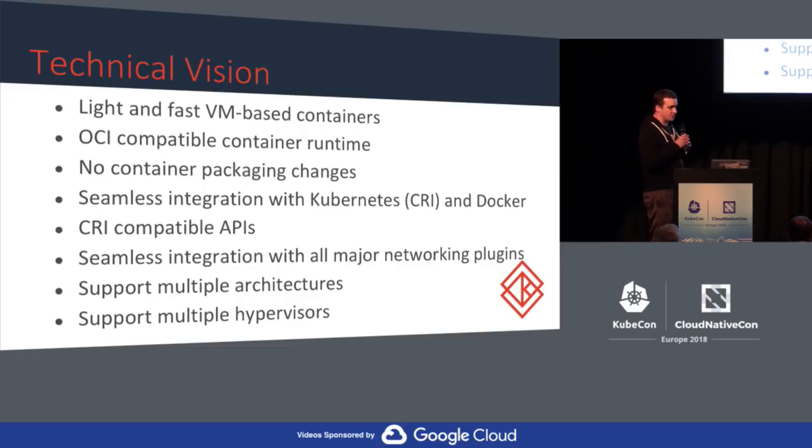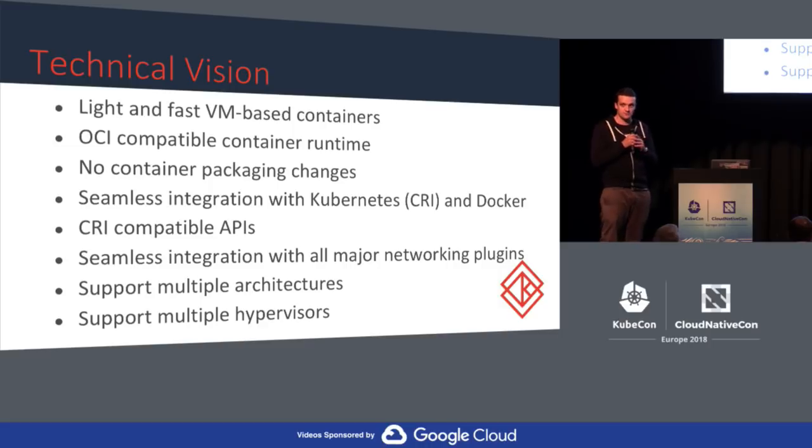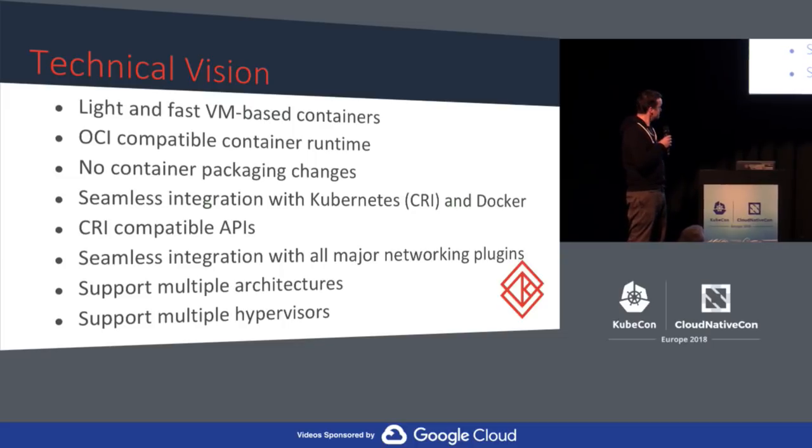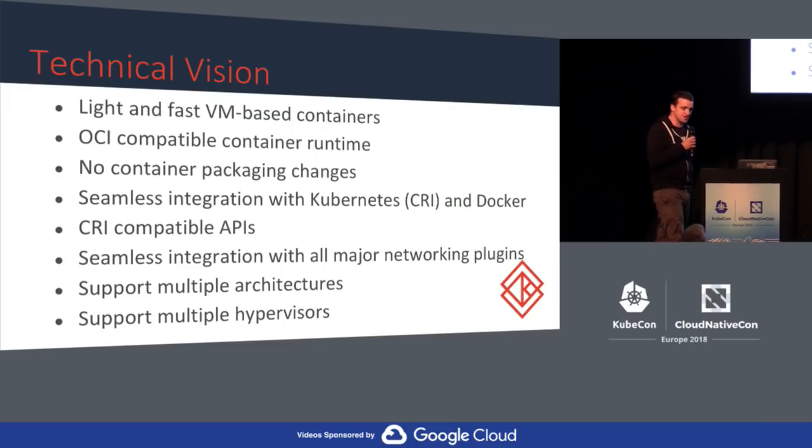So we have seamless integration with Kubernetes at the CRI level, for those of you who are familiar with the container runtime interface. We also seamlessly integrate with Docker. So you can just change or specify which container runtime you want to use with Docker and say, I want to use Kata container, and start all your containers as virtual machines, again, seamlessly.